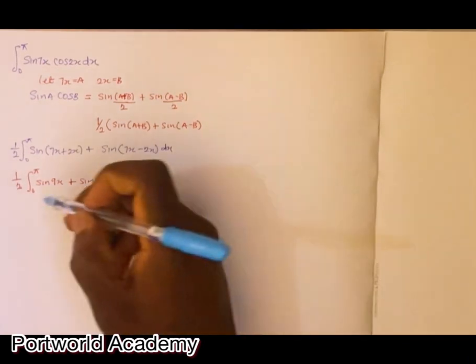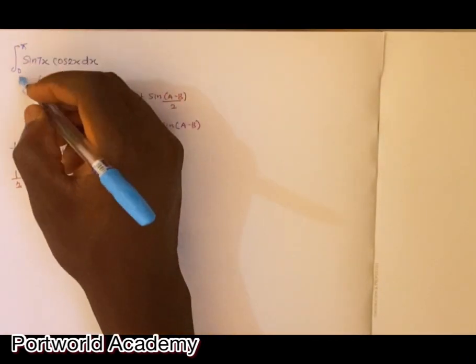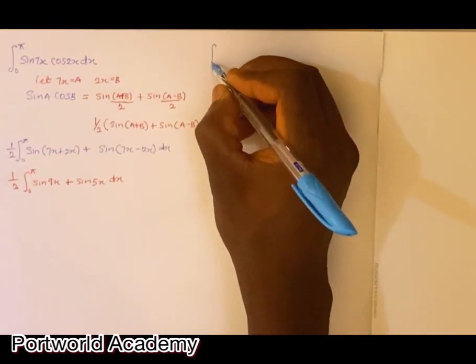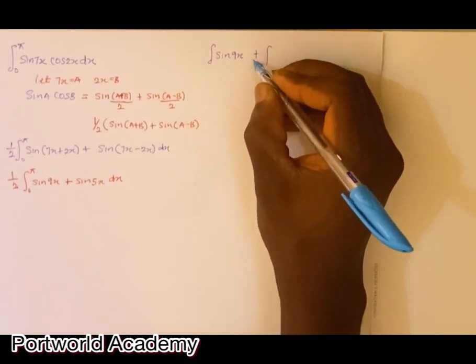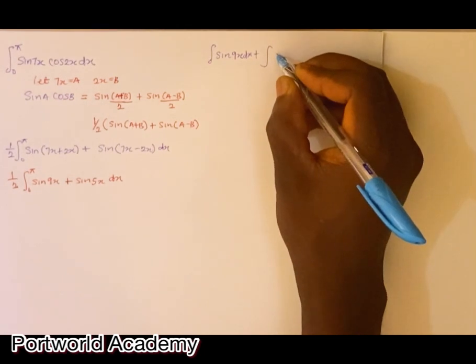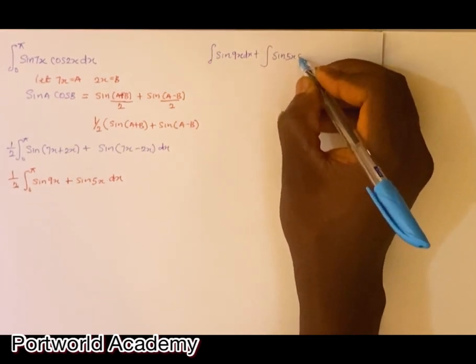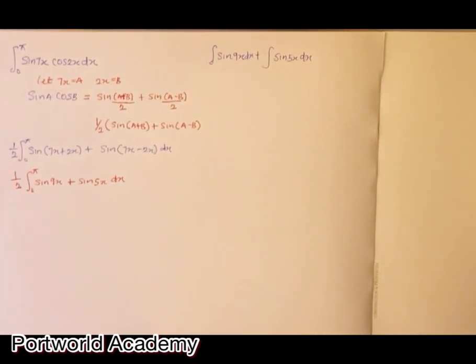So let's go ahead and integrate it. Let's just leave the bounds out for now. I'm having the integral of sine 9x dx, plus the integral of sine 5x dx. I'm separating them now, so I can just use my substitution method.